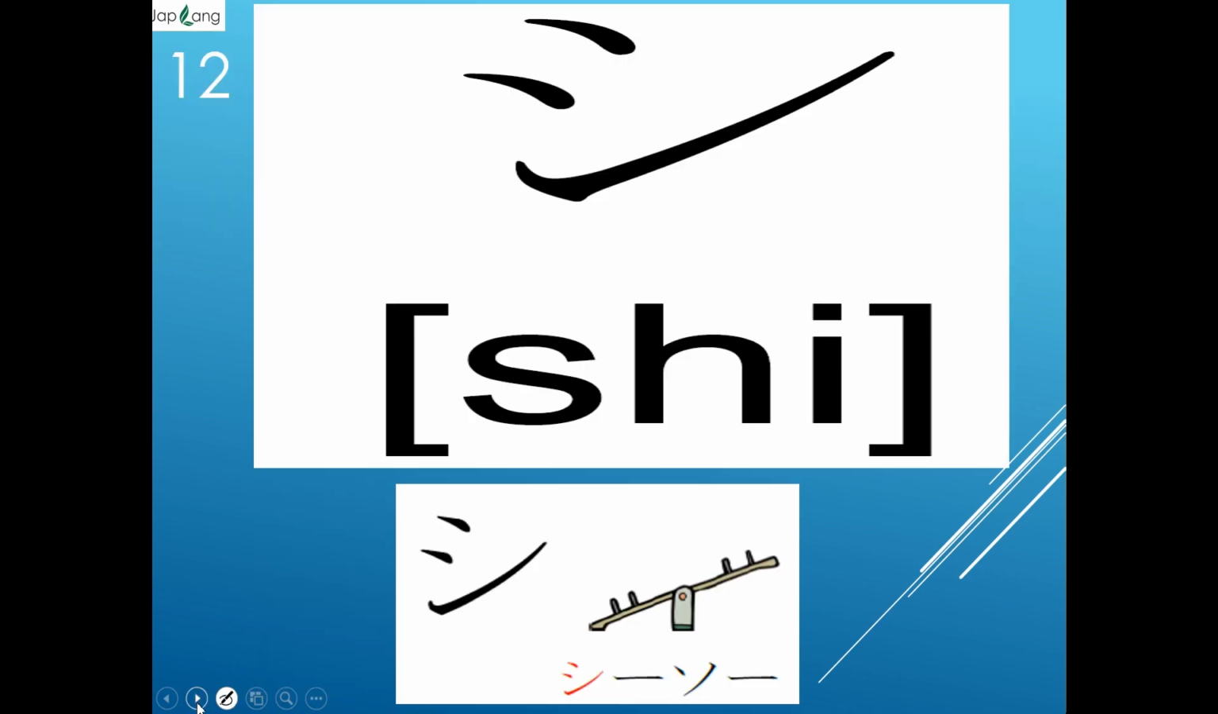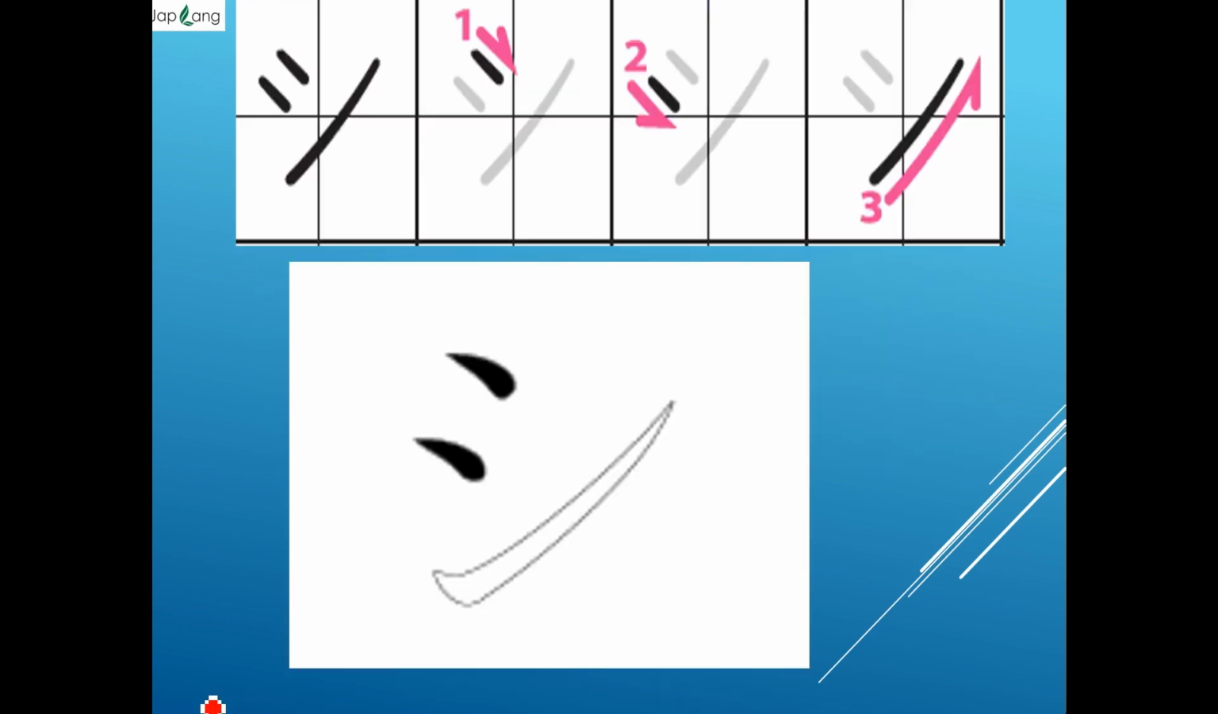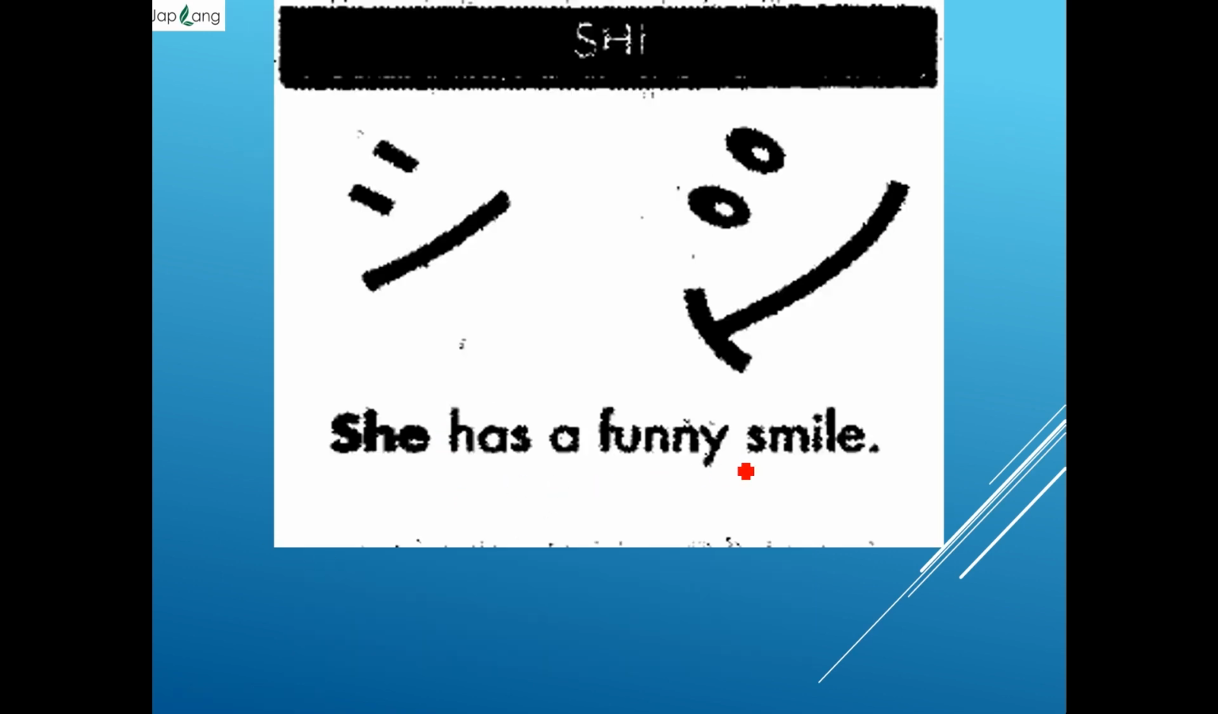We go to the next letter, that is shi. After sa we have shi. Shi is like seesaw. When we were children, we used to play seesaw in the park. And this is how we write it: first stroke, second stroke, and then third stroke. First, second, and third. These are the three strokes we have in shi. You can remember shi has a funny smile, right? This is shi.